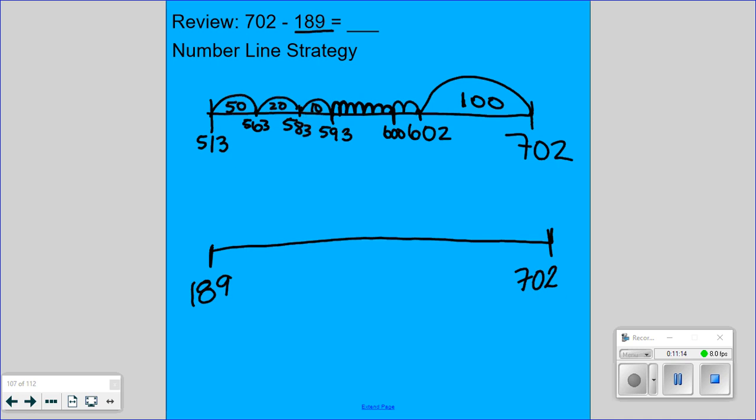Bryson, you're behind. What should I do first? Madison, what am I going to do first? Jump 100. Yes, I'm jumping forward 100 because I got to get all the way to 702. Where am I at now, Madison?